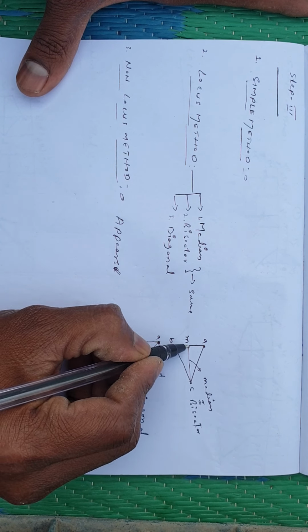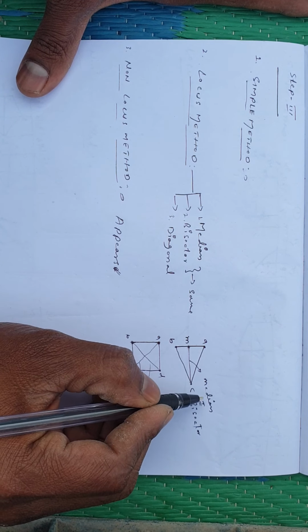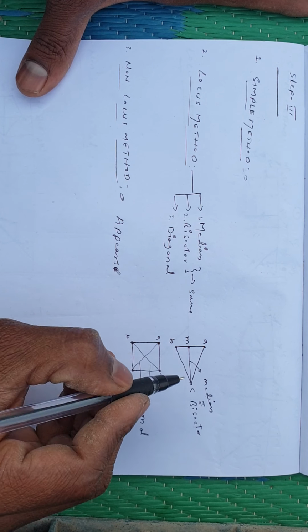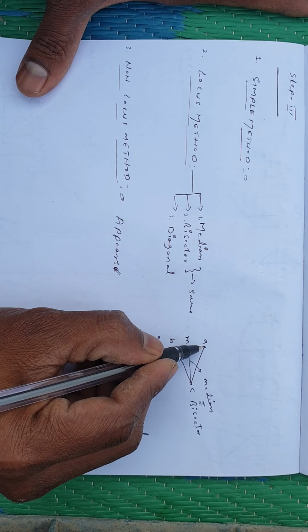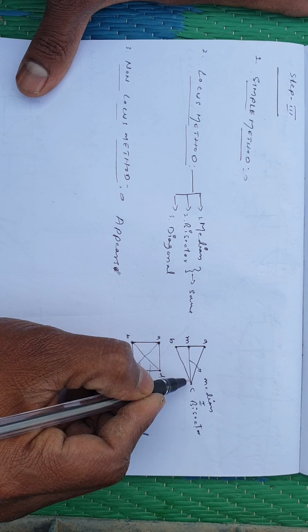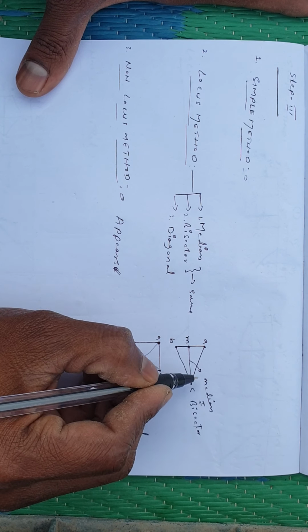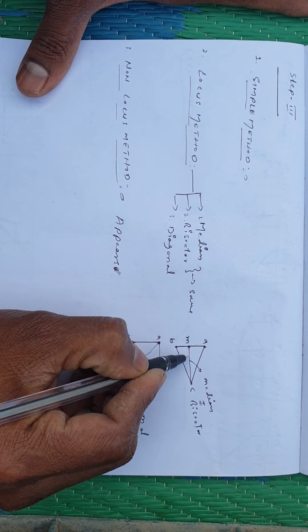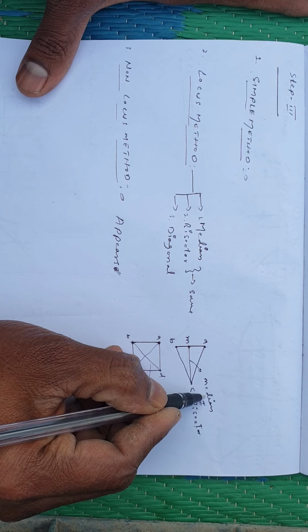A line M to C is what? The median line. What is the median line? How can it be defined? It is a line which joins from the center point of a side to the opposite corner. This line is nothing but the median line.